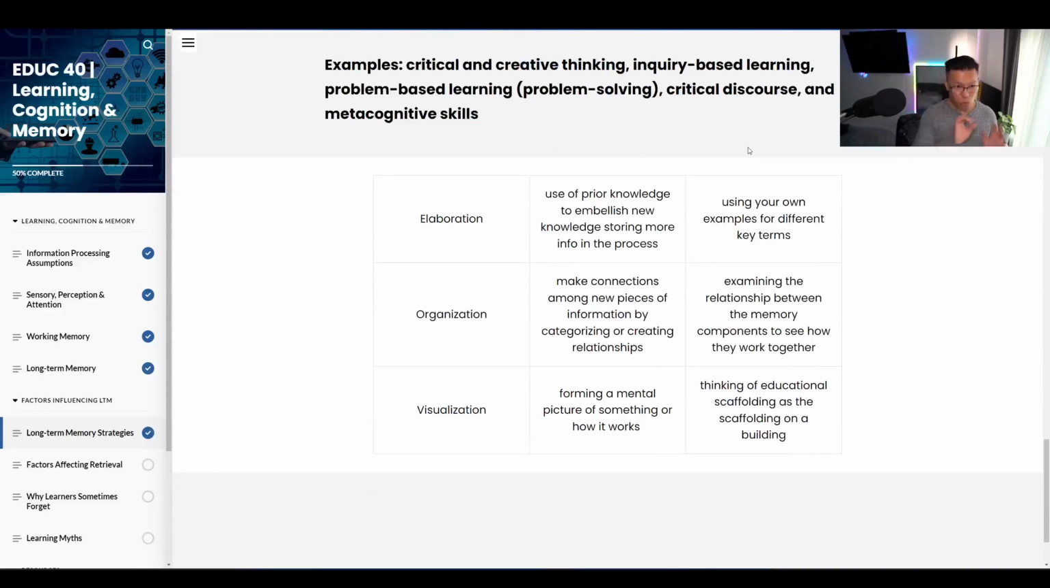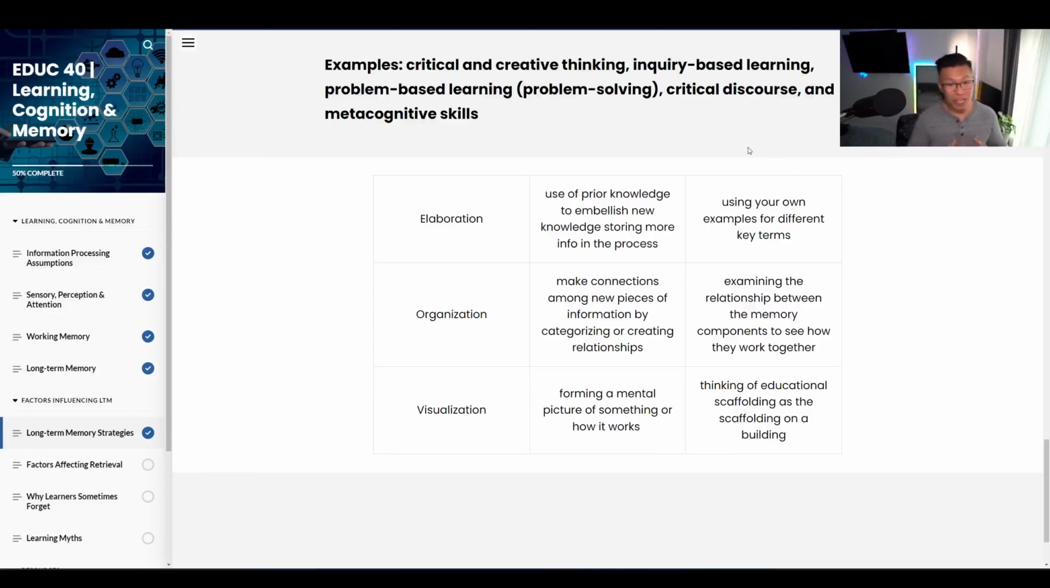So when we do meaningful learning, what's actually happening is we are going through this process of elaboration, where we're using our prior knowledge to embellish new knowledge, storing more information in the process. That's taking what you already know and the new information that we have, and elaborating on our knowledge base. So using your own examples for different key terms is one example of elaboration.